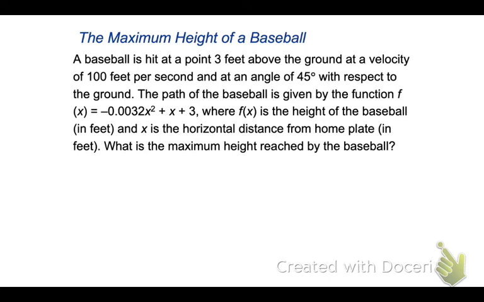Okay. Now we get a fun one. A baseball is hit at a point of 3 feet above the ground at a velocity of 100 feet per second at an angle of 45 degrees with respect to the ground. The path of the baseball is given by the function f of x. Oh, that should really be on one line, shouldn't it? F of x equals negative 0.0032 x squared plus x plus 3, where f of x is the height of the ball in feet and x is the horizontal distance.